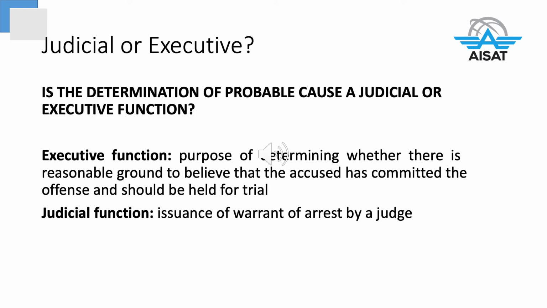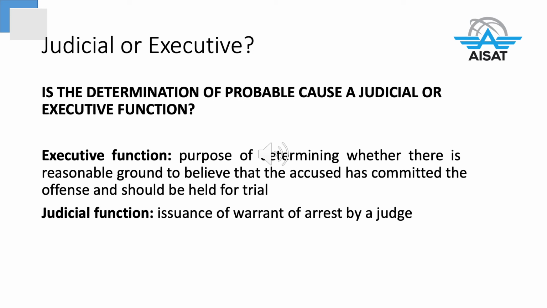Then we have this question, judicial or executive? Now remember earlier we said that the ATC will determine if there is probable cause to designate someone as a terrorist. So the question is, is the determination of probable cause a judicial or executive function? Now, probable cause is what you have to go through to determine if you have cause to believe that somebody committed the crime or not. That's the simple way of putting it.